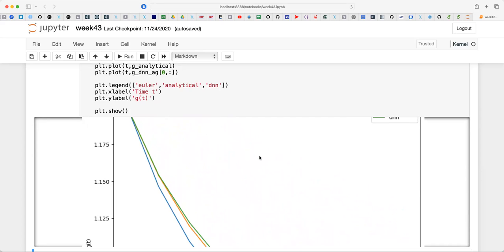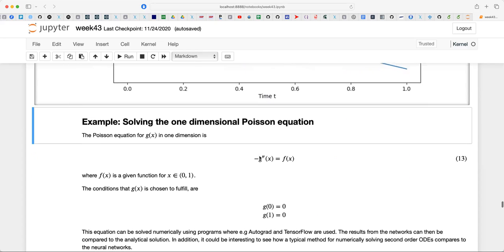But normally, neural networks work best when you have problems with high dimensionality, because then many of these methods here really struggle with the number of computational cycles which are needed in order to get a precise answer. Okay, any questions so far?